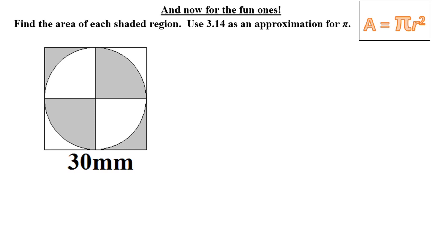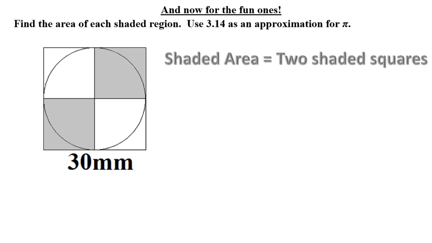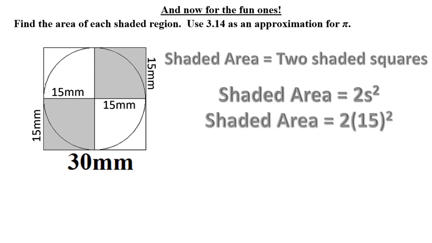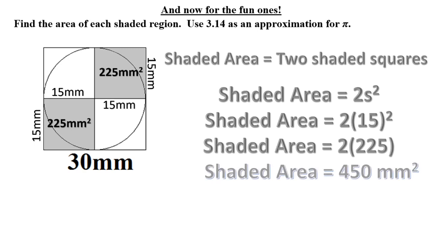And that involves realizing that the 2 shaded sliver corners can actually be moved. And if I move them to the other corners, I just get 2 squares. You know, I could pick those areas up and plop them in those corners, and then I just simply have the 2 shaded area squares. So that would be 2 times side squared, and they're both 15 by 15 squares, and that would be 2 times 15 squared. 15 squared was 225, and then 2 of those ends up being 450 millimeters squared.